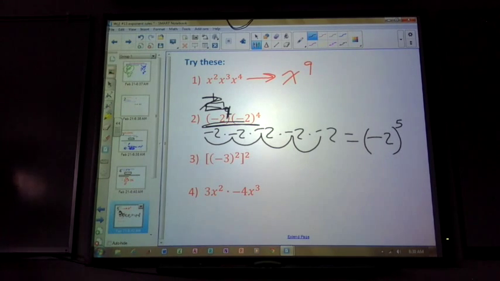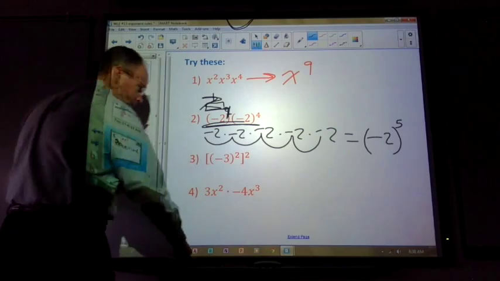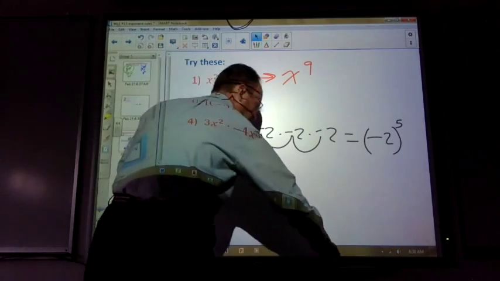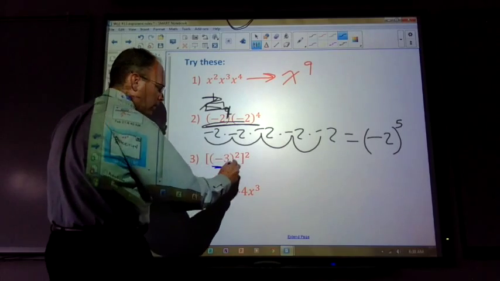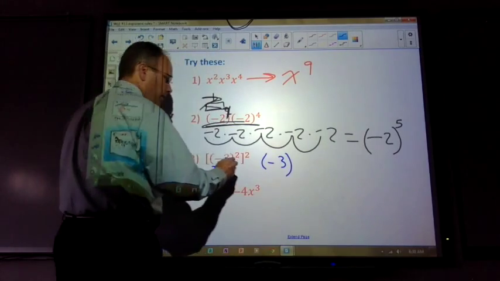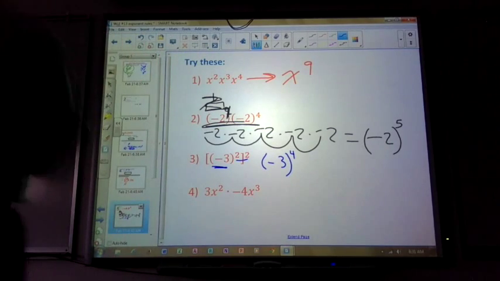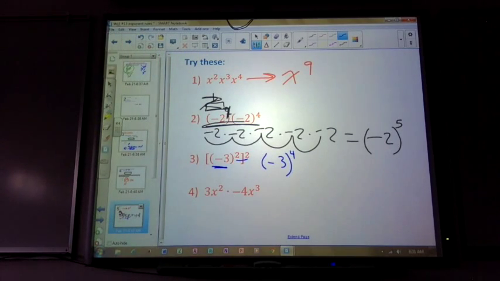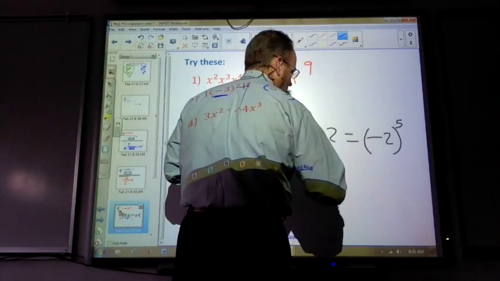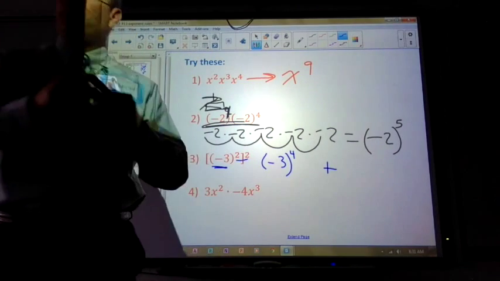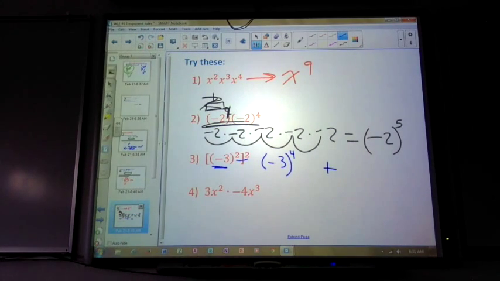You combine them together. How are you going to combine them? Multiplication. So I'm going to keep this in parentheses. So I have negative 3 to the 4th power. Okay, how many negative 3's am I multiplying all in a row? 4. So negative times negative is positive, times another negative, times another negative. It's going to be a positive answer, because if I multiply a negative by itself an even amount of times, it's going to be a positive answer.